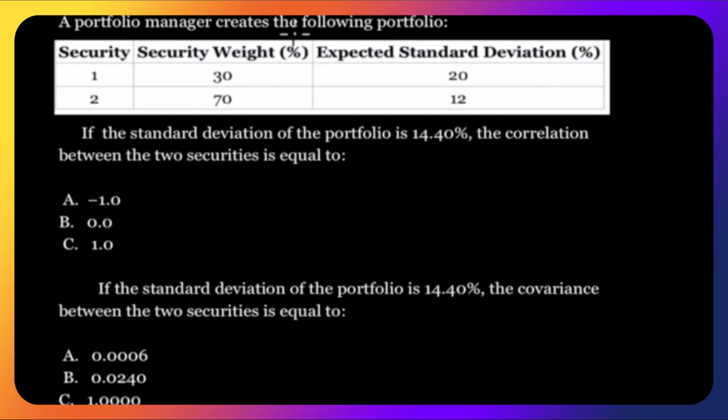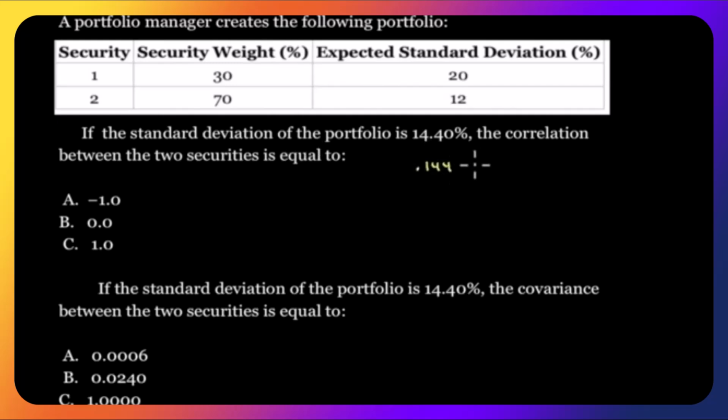All right, a portfolio manager creates the following portfolio. Notice we have the same information again. If the standard deviation of the portfolio is 14.4%, the correlation between the two securities is equal to. So we have the standard deviation of the portfolio. We've got to come up with the correlation between the two securities.